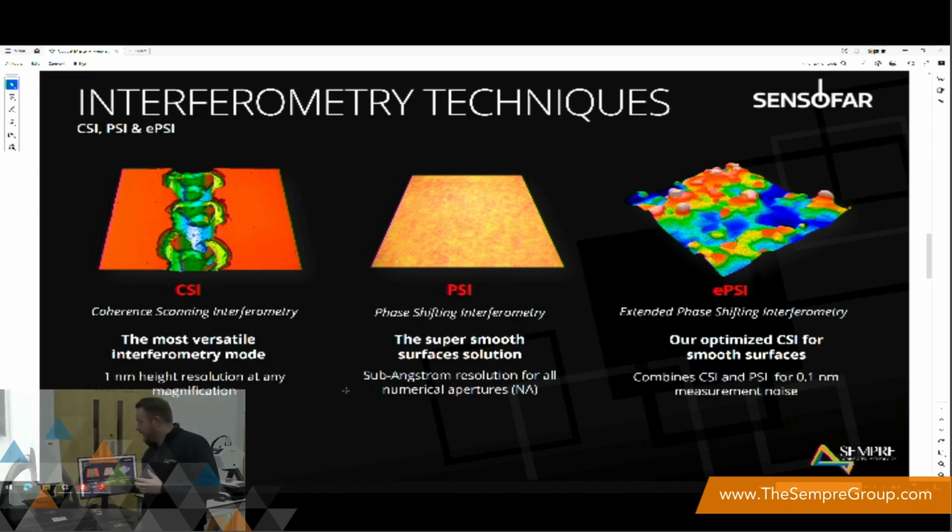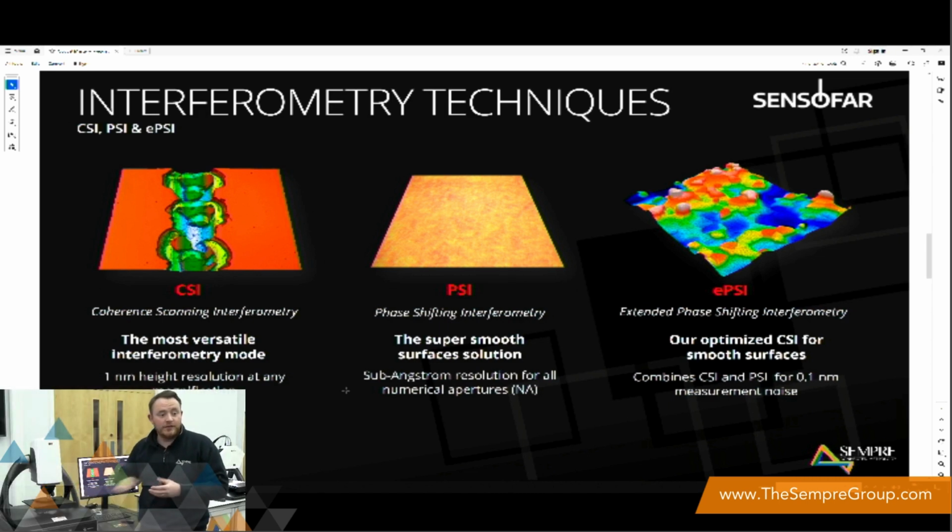The example being the component that I have on the machine here, which is a gold sample. It's got a very high nanometer level roughness, but it's also got some surface scratches on. So we could potentially have used PSI to measure that sample. The problem with this sample is that there's these surface scratches. So what I'm going to do is use the ePSI, which is the optimized CSI for smooth roughness surfaces. What this does is it combines the CSI and PSI measurements to create our surface.